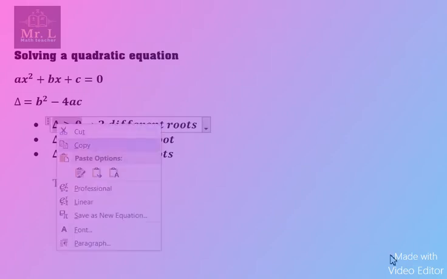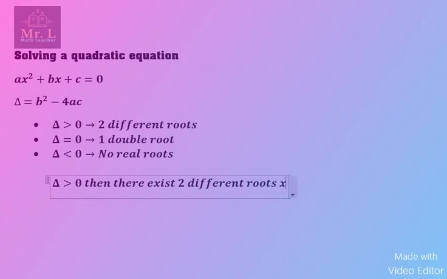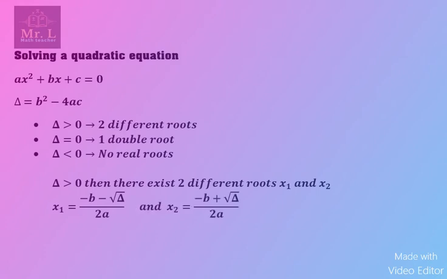If delta is bigger than 0, as we said, there exist two different roots. I'm going to call them x1 and x2. In fact, we can directly find these roots using the following equation. x1 equals negative b minus radical delta over 2a, and x2 equals negative b plus radical delta over 2a. And of course here radical delta is defined because delta is positive.